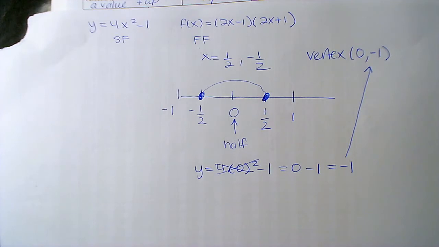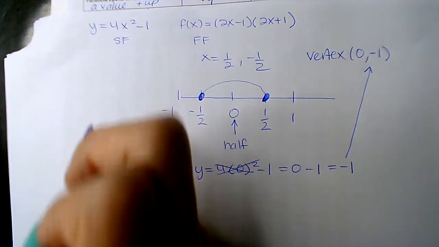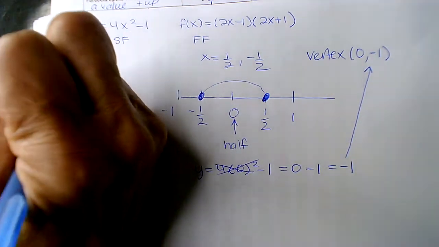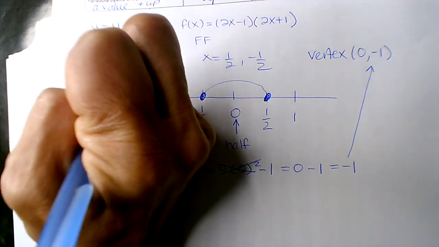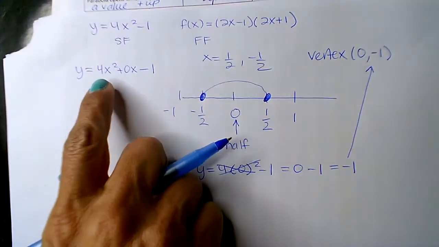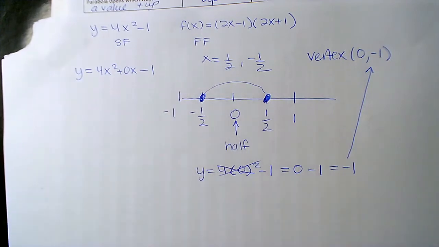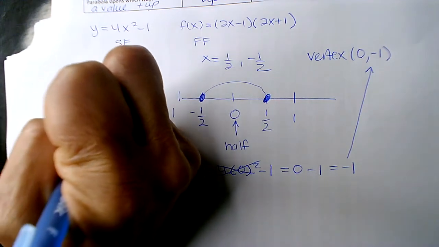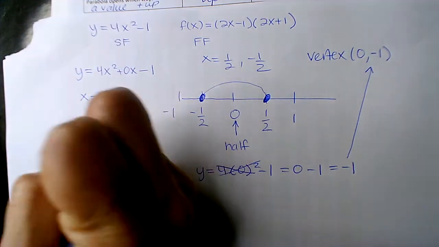I'll eventually move it and do the axis of symmetry and max/min, but so far, hold on, let me redo it now. What if you don't want to work off the intercepts? How do you find the vertex? Okay, so remember, this is in standard form. You don't have a bx term, but it really is there. Plus 0x minus 1, a, b, c. Okay, to find the vertex, minus b over 2a.